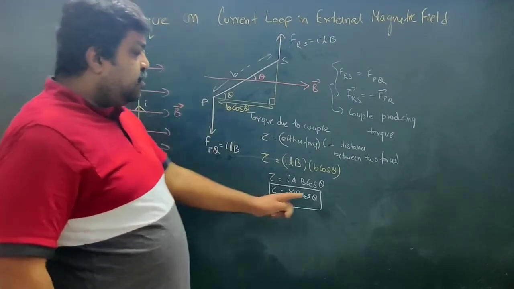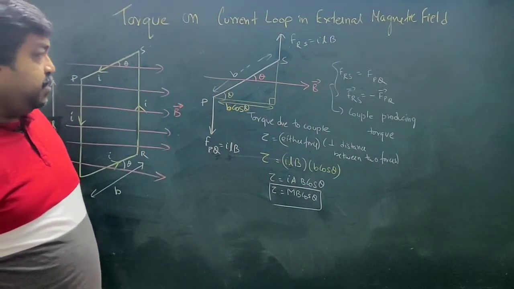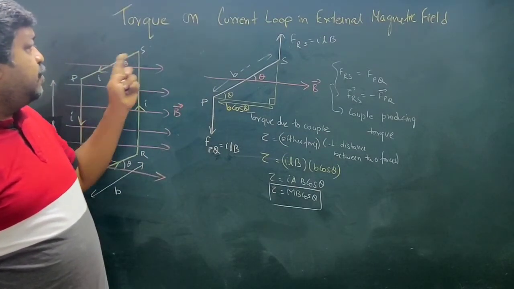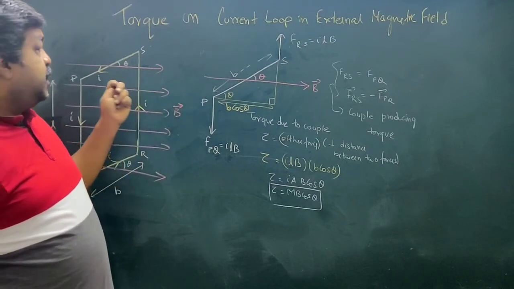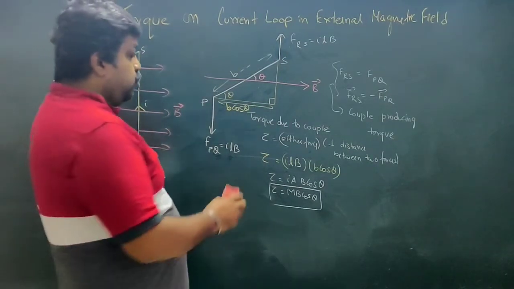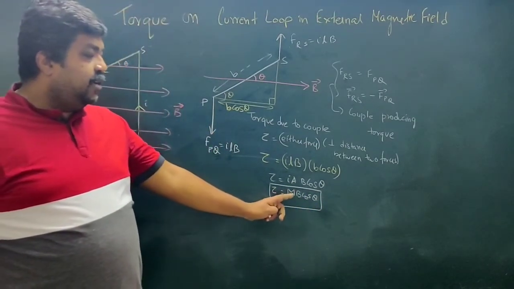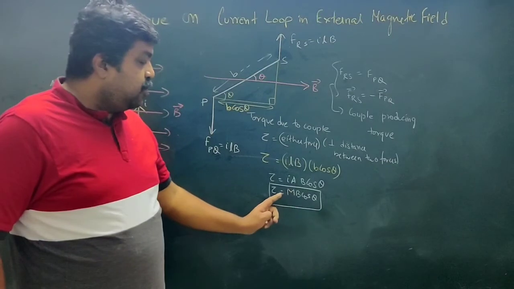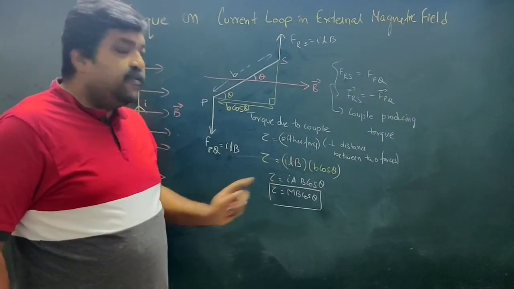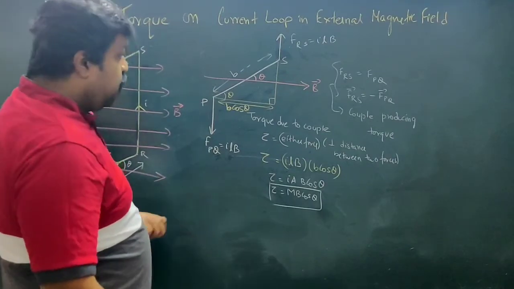But see, theta is not the angle between M and B. Theta is the angle between plane of coil and direction of magnetic field. And M is perpendicular to the plane of the coil. Moreover, if I write MB cos theta, it looks like it is M dot B. But torque cannot be equal to M dot B because torque is a vector quantity. It's not a scalar quantity. Okay.